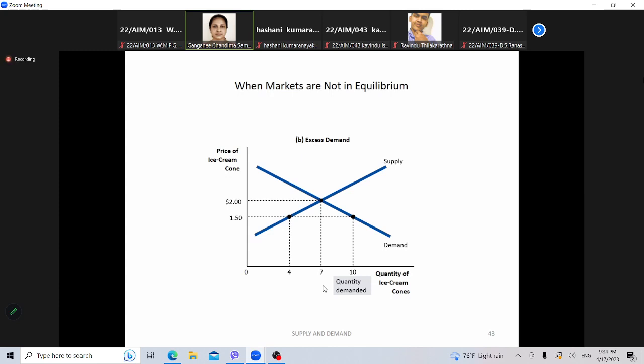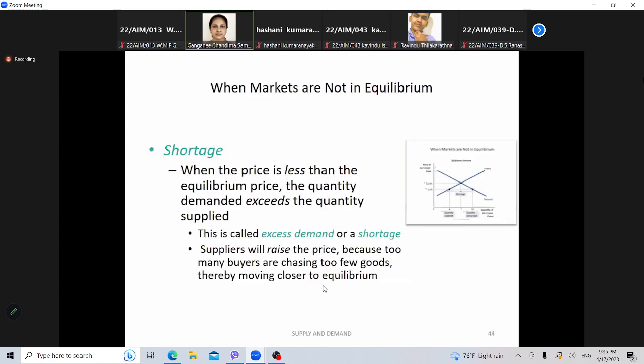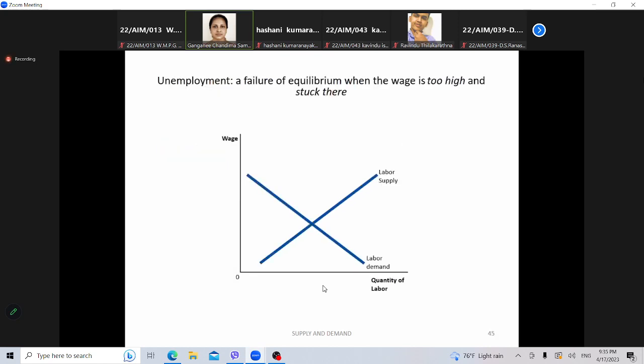Low supply, high demand. Therefore, there is a shortage. Remember, before, it was a surplus, but now we can see it's a shortage. When the price is less than the equilibrium price, the quantity demanded exceeds the quantity supplied. There is a good rationale behind these points.